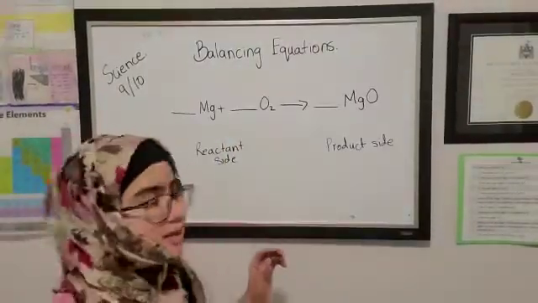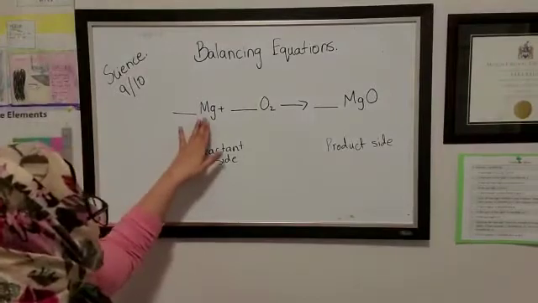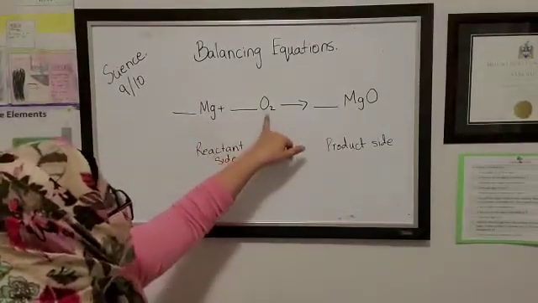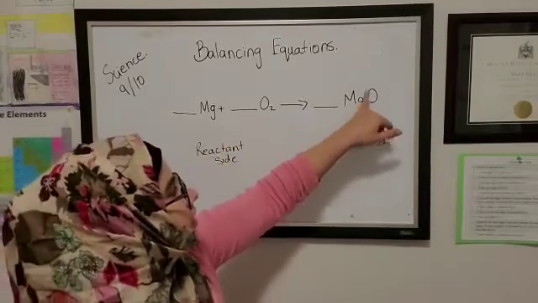All right, friends. So my next equation is, I have magnesium. I have 2 elements over here, magnesium and oxygen. And that's going to give me something.